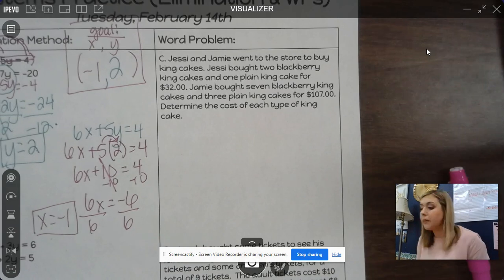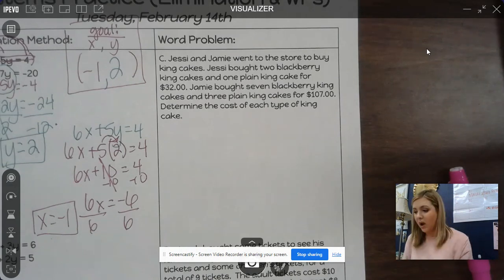It says, Jesse and Jamie went to the store to buy king cake. So already I'm visualizing that 2 people are going to be buying 2 different things. That's going to be my 2 equations, and the 2 things they're buying are going to be the x's and the y's.